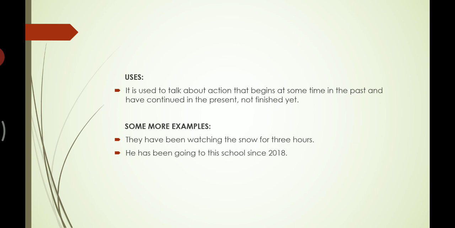Let's see some more examples. They have been watching the snow for 3 hours. Here, no specific time is mentioned, so we use for. He has been going to school since 2018. Here, a specific time, a specific year, is mentioned, so we use since.